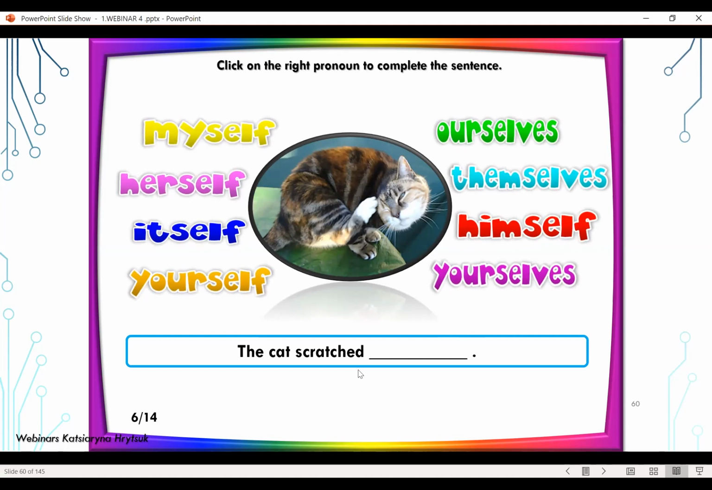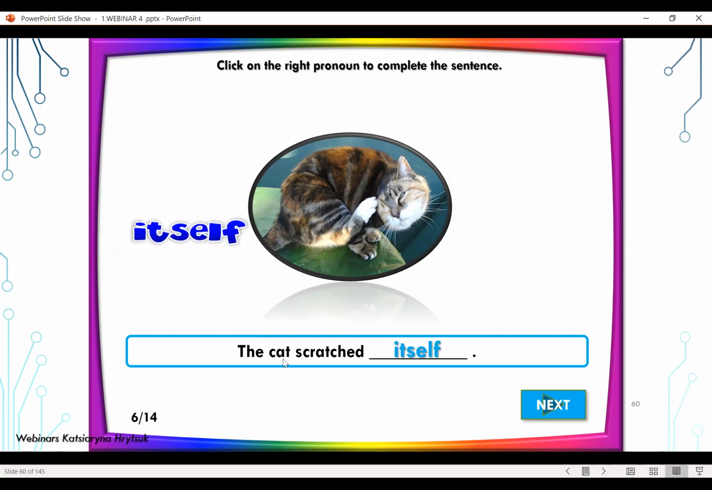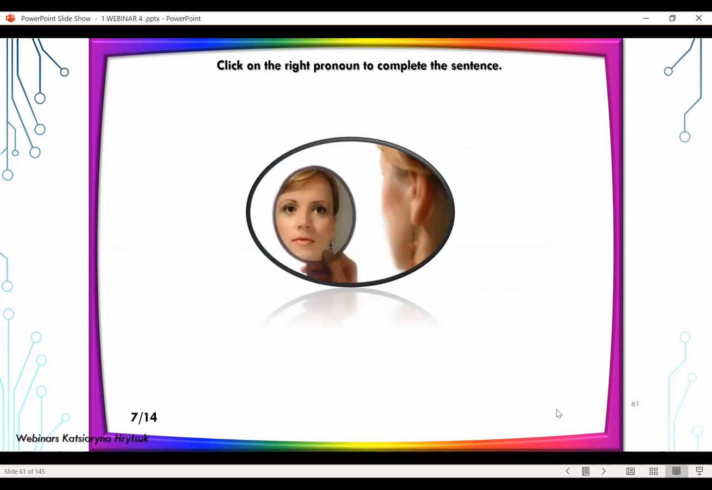The cat scratched your stuff. But cat is not you. It's itself, of course. So cat is it. So itself. Next, Emilia.